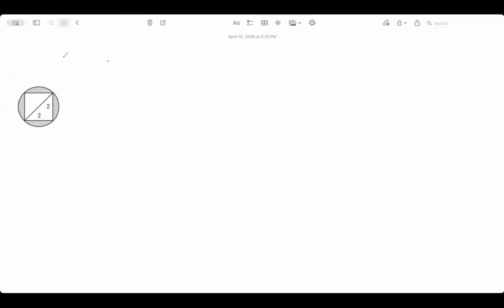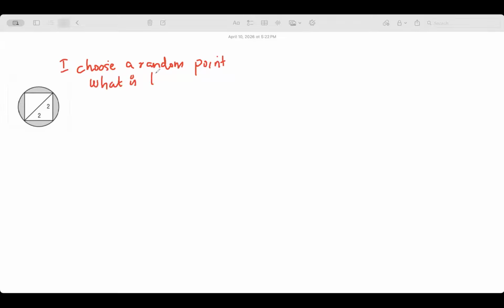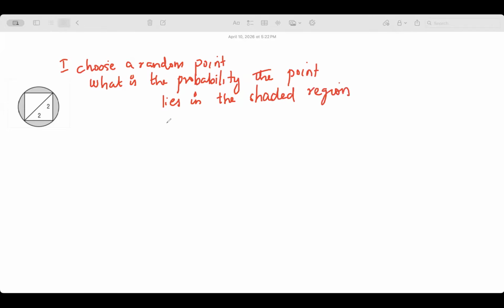So the question here is, I choose a point. What is the probability the point lies in the shaded region? You are going to do this, please. Answer as a percentage.